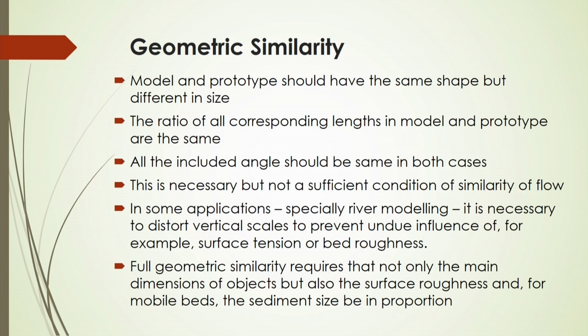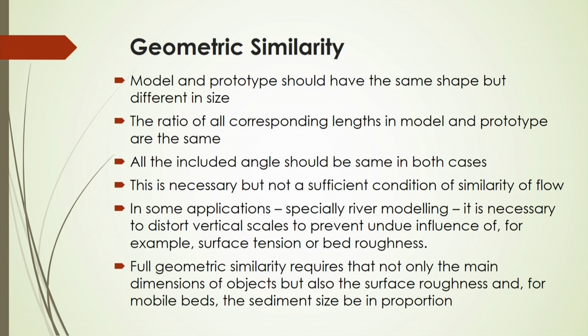What is geometric similarity? In this type of geometric similarity, the model and prototype should have the same shape but be different in size, and the ratio of all corresponding lengths in model and prototype should be the same. Also, if there is an angle involved, all the included angles should be the same in both cases. This is necessary, but not a sufficient condition of similarity of flow.